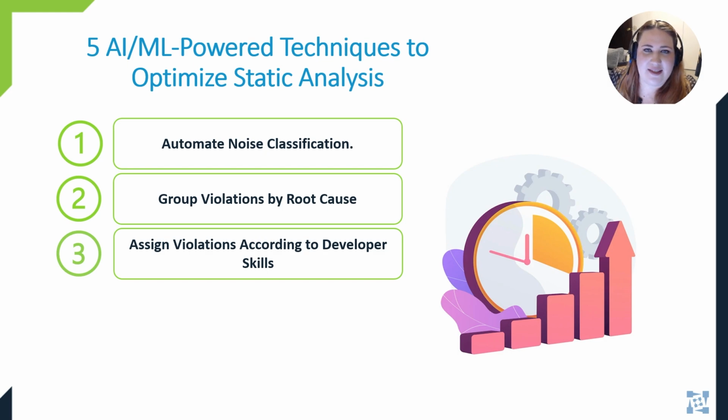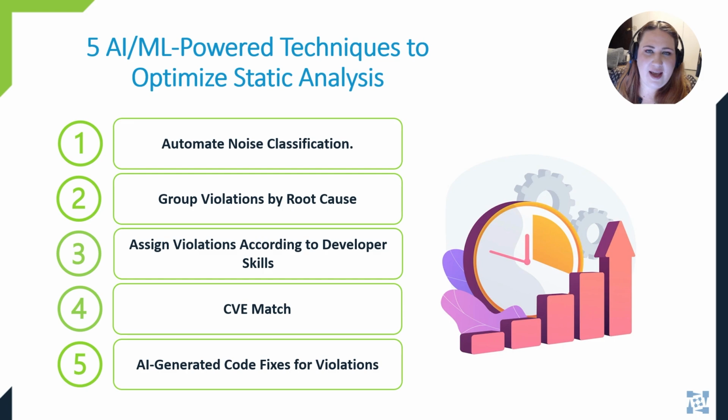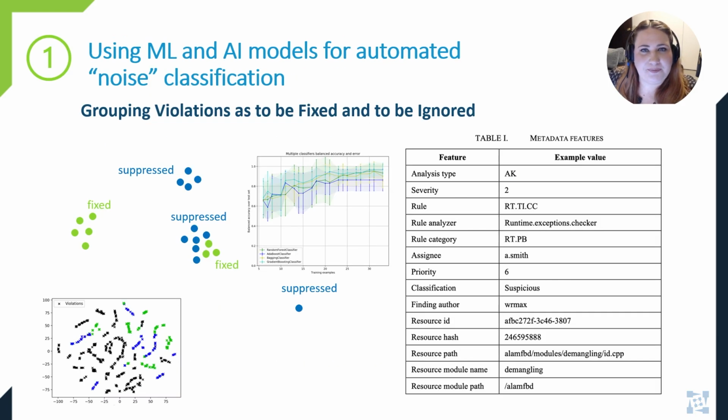on their skill sets. AI performs a CVE match analysis to provide recommendations on which violations are likely to be true security vulnerabilities in your codebase. And then finally, we use generative AI to generate code fixes for static analysis violations in the IDE. So let's dig a little deeper. Let's start with the automation of noise classification.